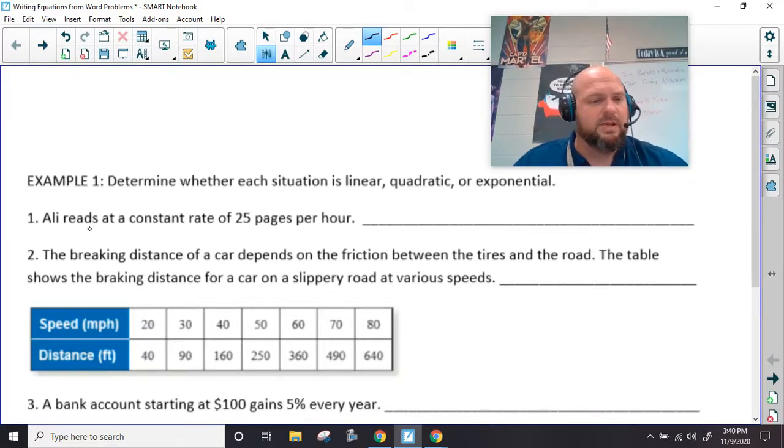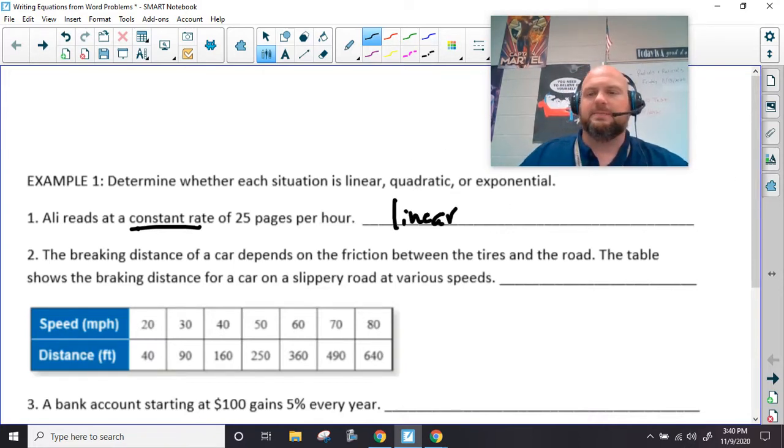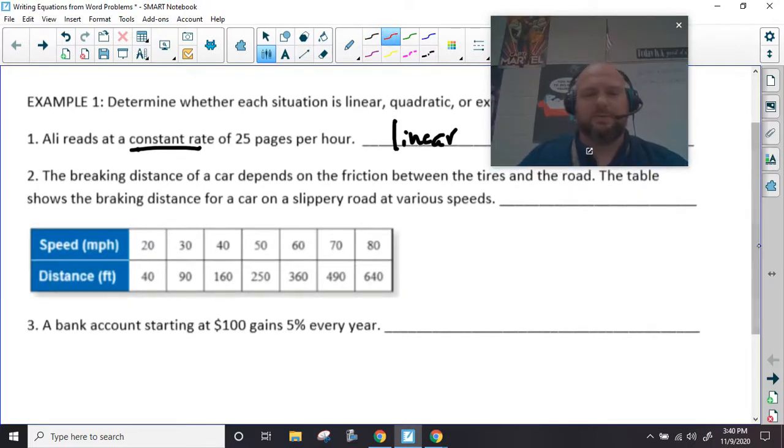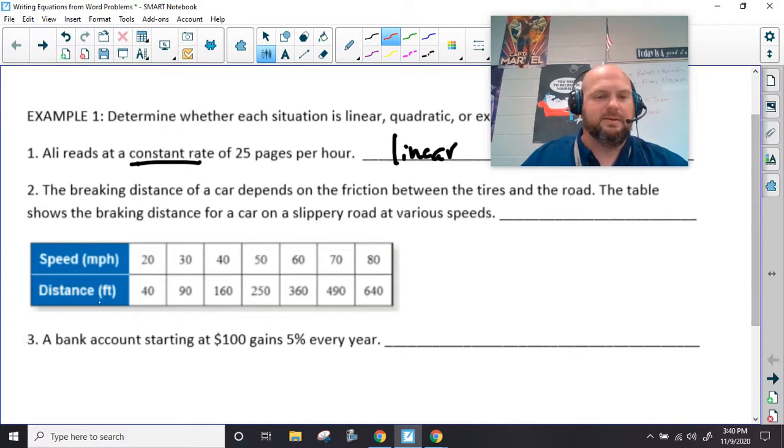All right, so we're looking right here. It says Allie reads at a constant rate. Okay, anytime you see like constant or per or every, that's going to be linear. Okay, pretty easy. The braking distance on a slippery road. Slippery. Okay, so we look through here.